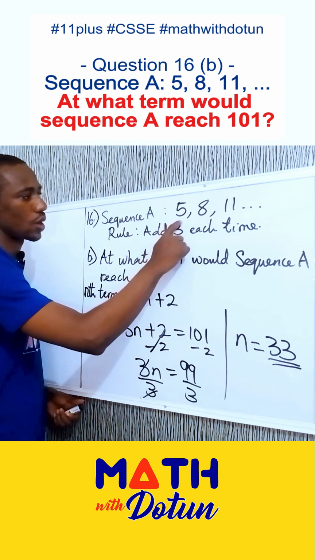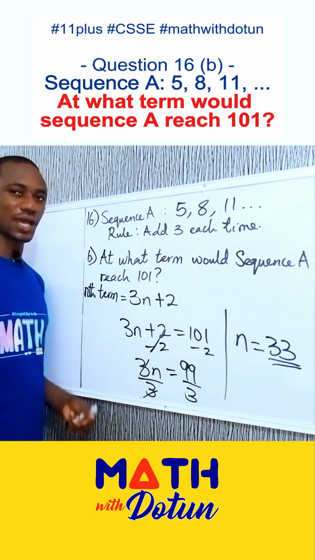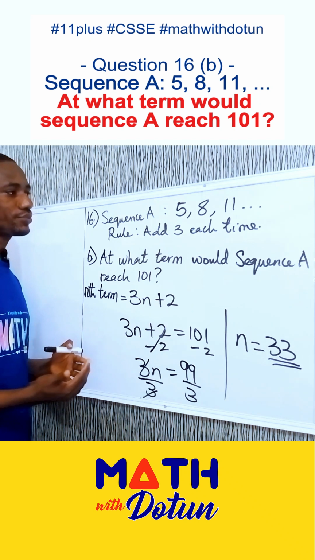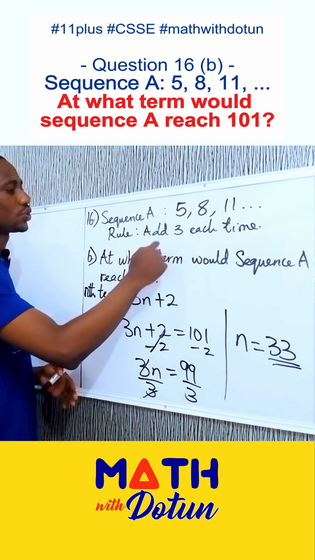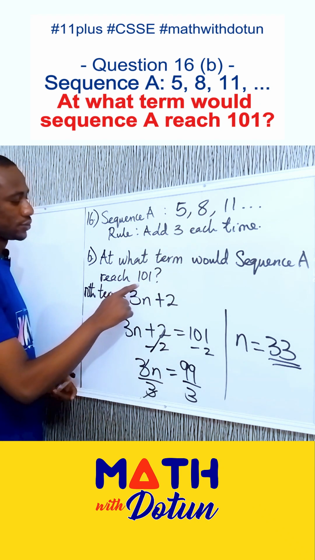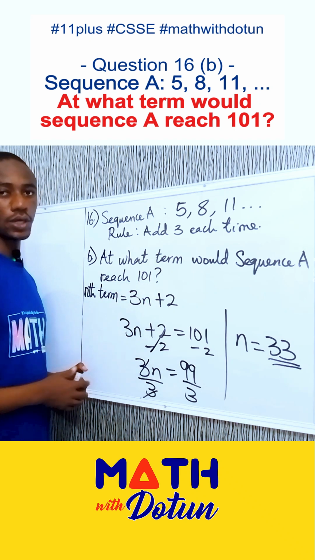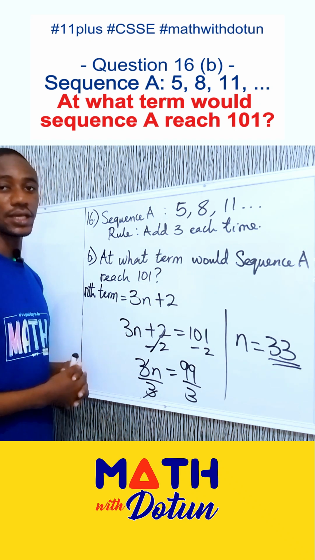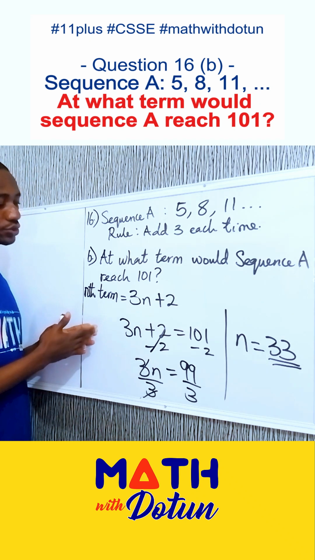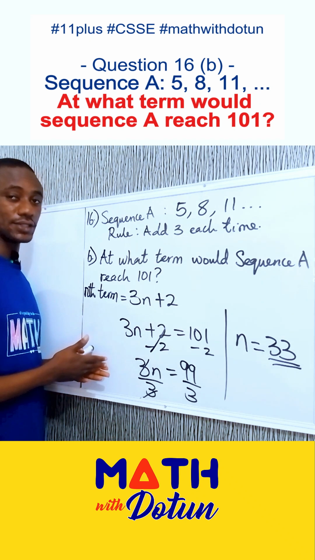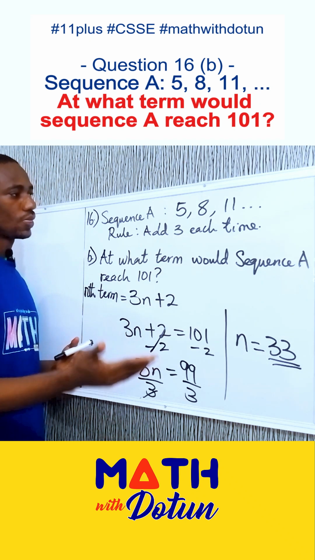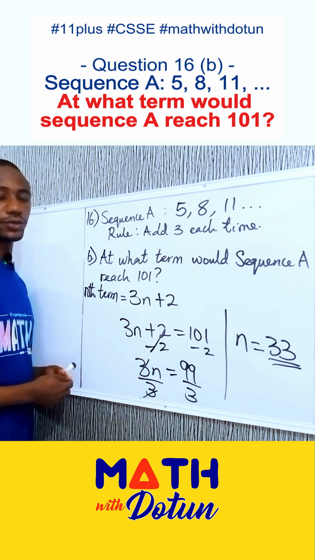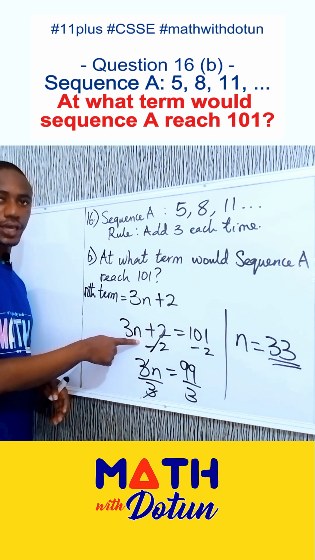So that's why you can't do this by adding. If you continue to add 3 till you get to 101, that would take a whole lot of time, and there's the possibility of making mistakes along the way. So it's important you learn how to find the nth term and then equate it to the particular number you're looking for, and then you can find the value of n.